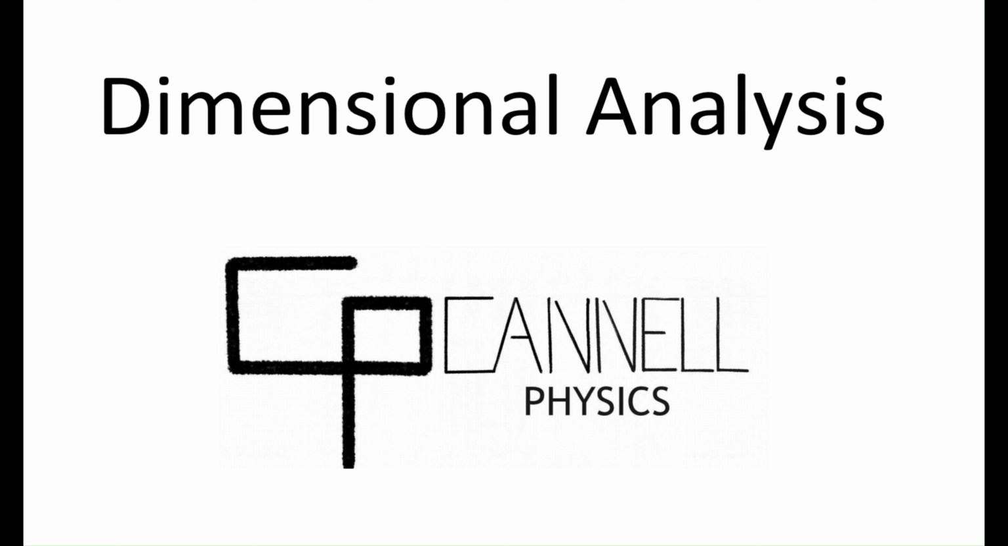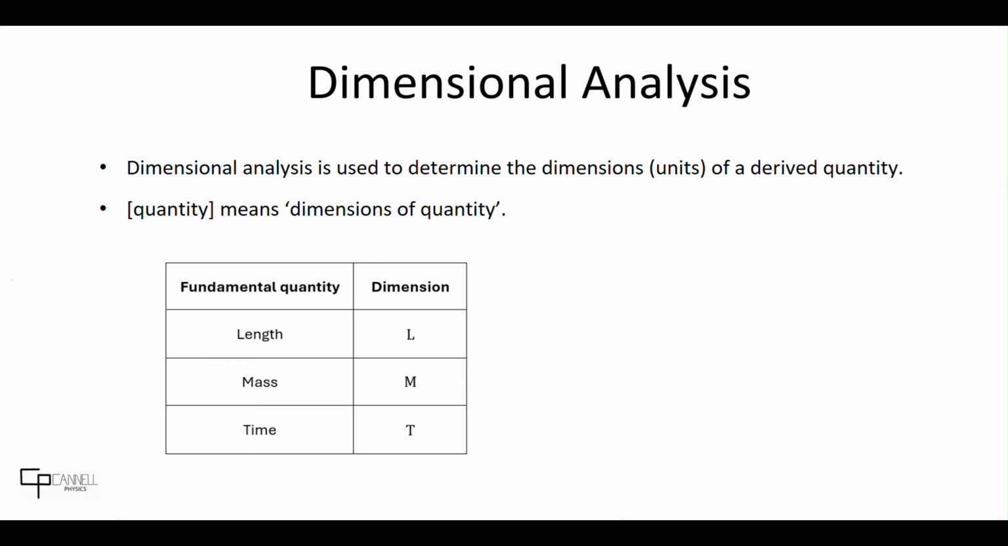Today we are looking at dimensional analysis. So what is dimensional analysis? It is basically used to determine the dimensions or units of a derived quantity. And the way we show dimensions of a quantity is by putting square brackets around it, with the symbol for the quantity inside. That means the dimensions of the quantity.